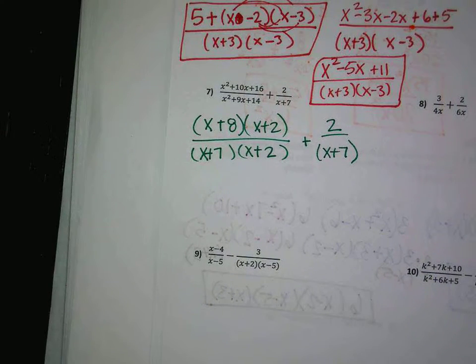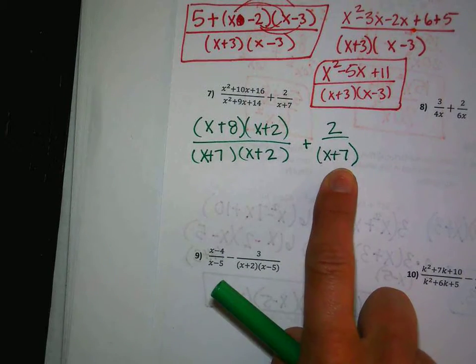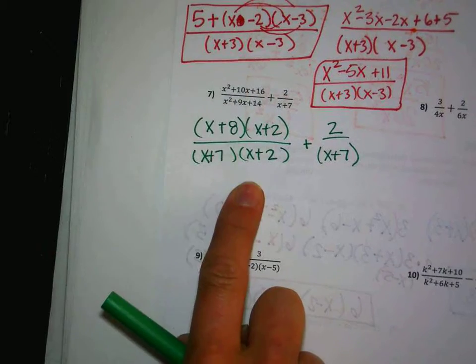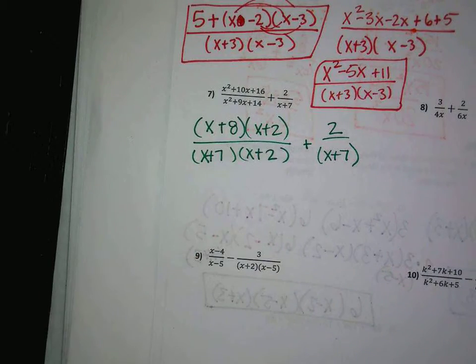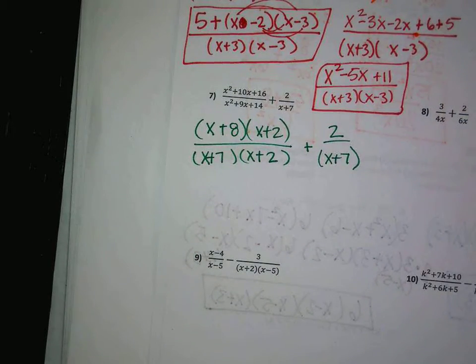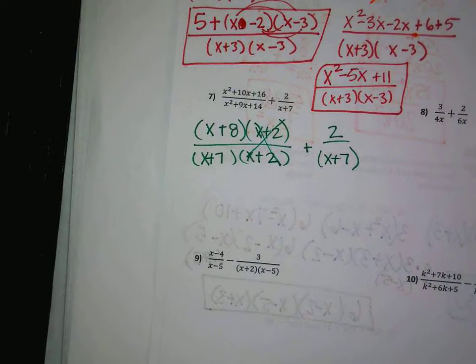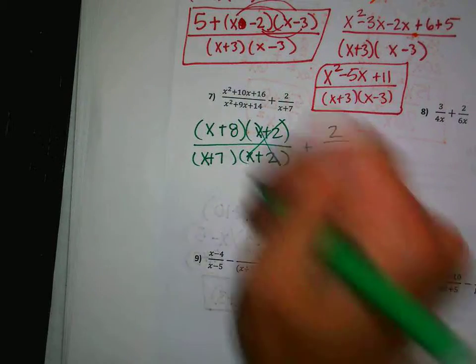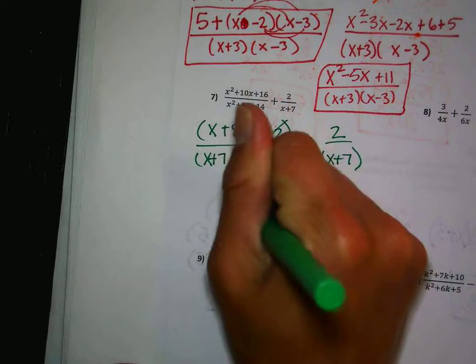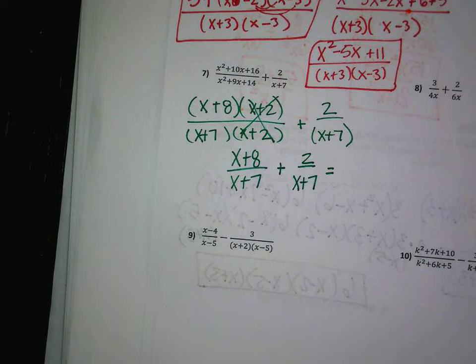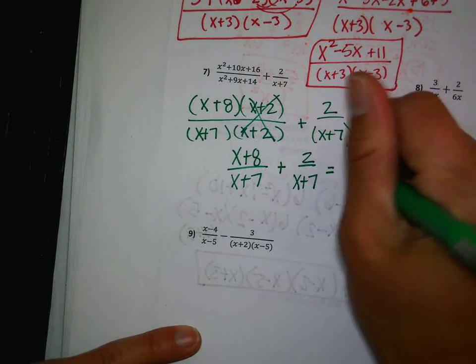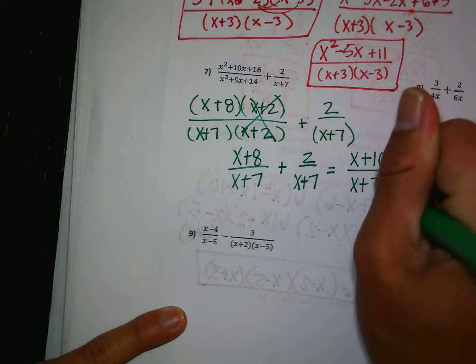Alright, so looking at this problem, what is this guy missing? The x plus 2. But if you look over here at this fraction, what do you notice that you can do? Cancel them out, right? Do you see how you have an x plus 2 on top and an x plus 2 on bottom? So it makes it a lot easier if you can cancel as opposed to multiplying it back in. Does that make sense? So if we cancel this, now we have x plus 8 over x plus 7 plus 2 over x plus 7. And now we're just going to combine the top. So 8 plus 2. So x plus 10 over x plus 7.